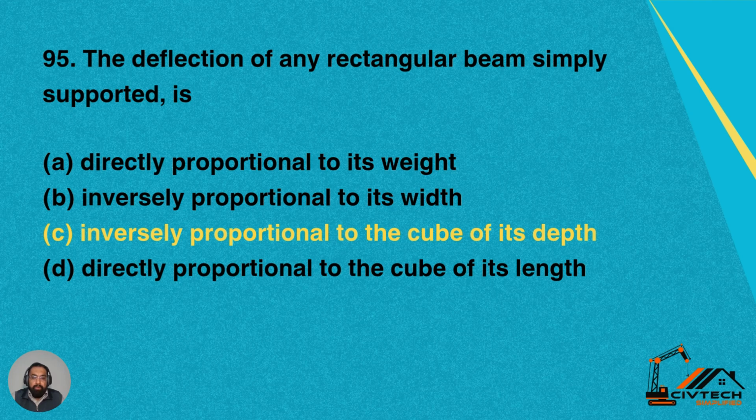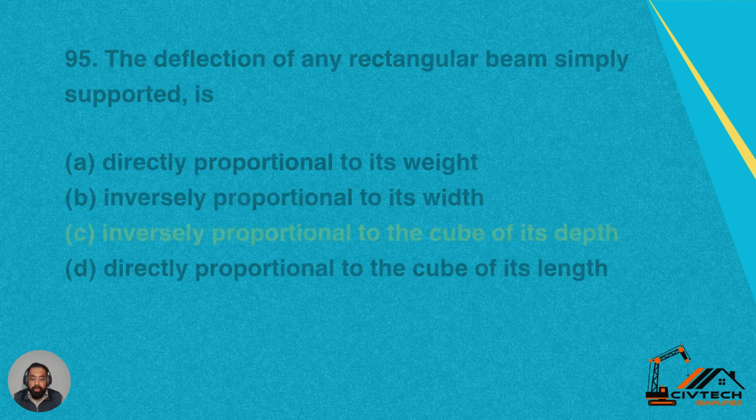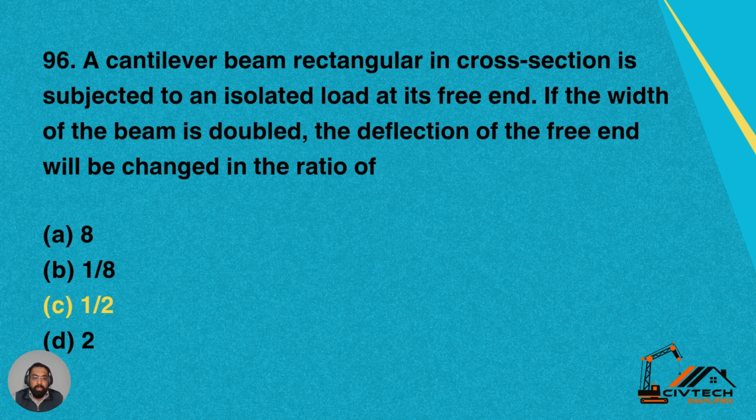Question 95. The deflection of any rectangular beams which is simply supported is. What is the deflection of any rectangular beam which is simply supported? Option A, directly proportional to its weight. Option B, inversely proportional to its width. Option C, inversely proportional to the cube of its depth. Option D, directly proportional to the cube of its length. So C is the correct option, inversely proportional to the cube of its depth.